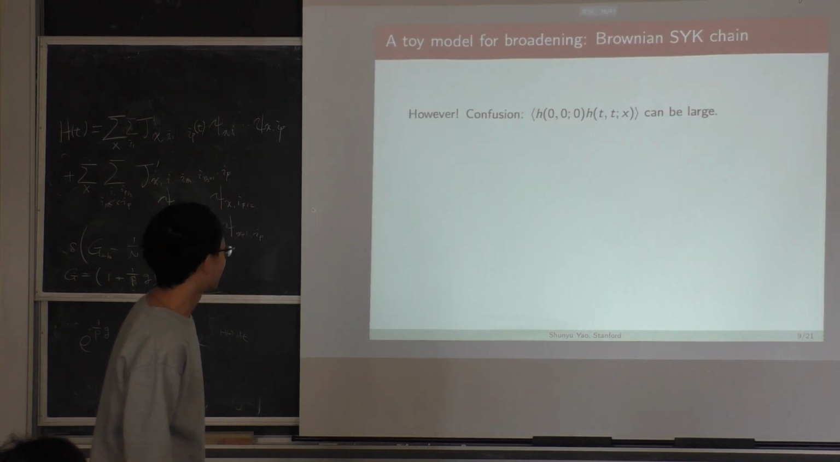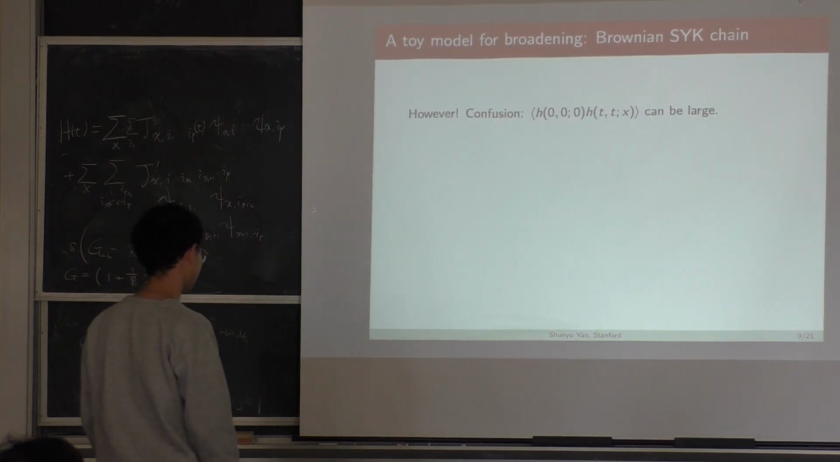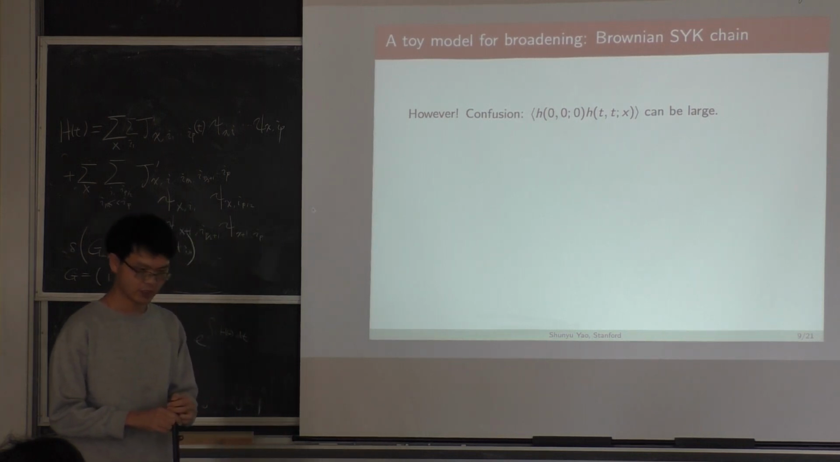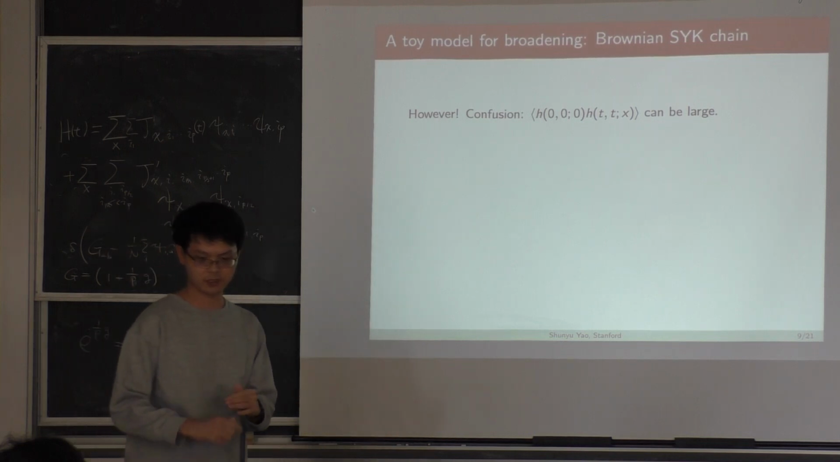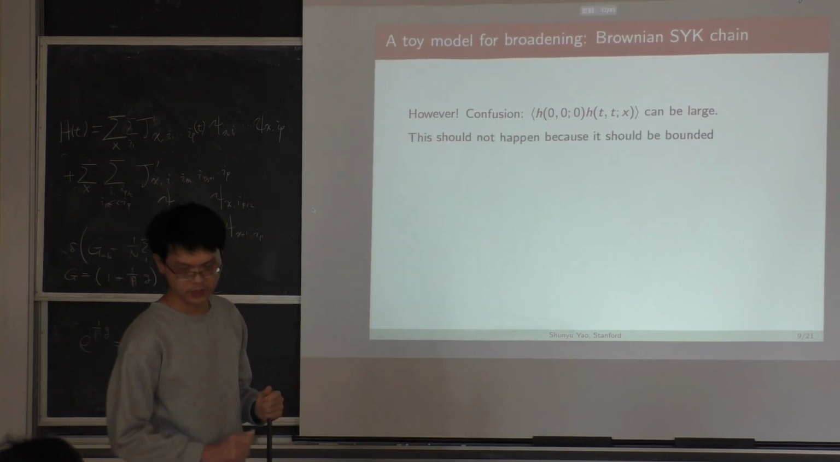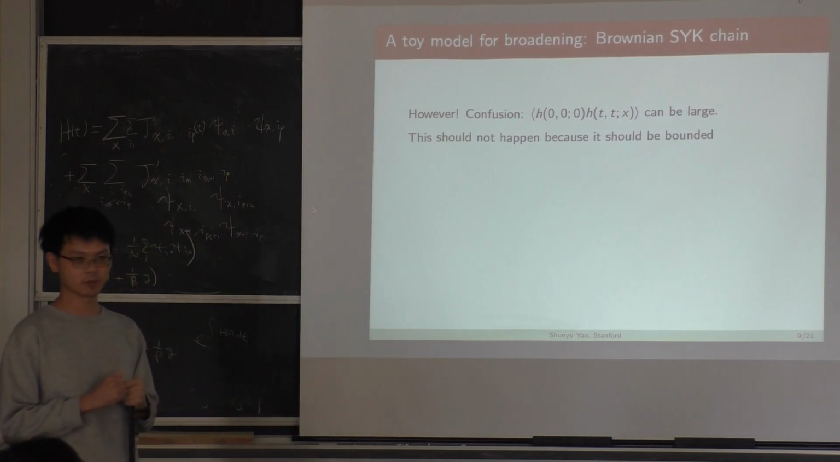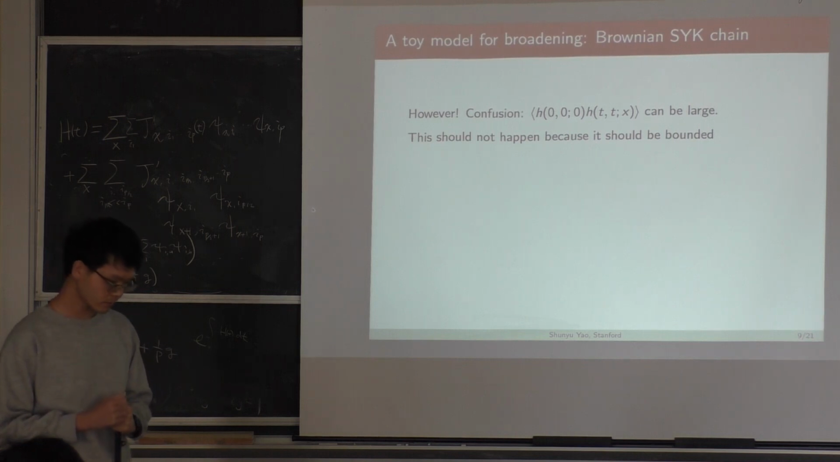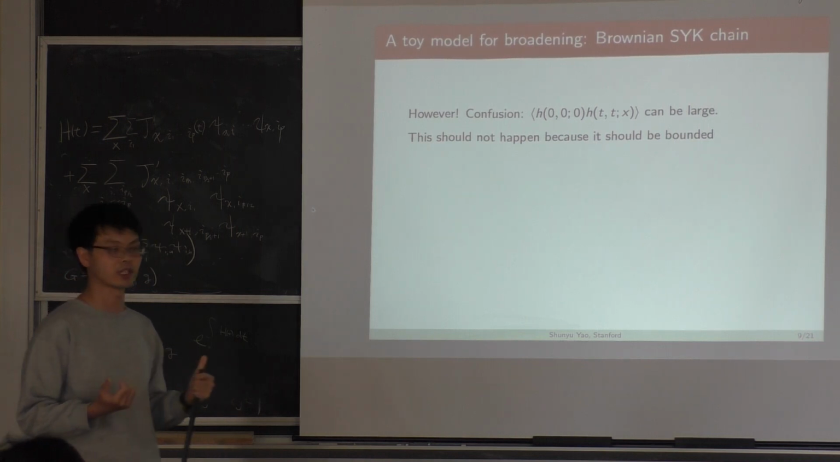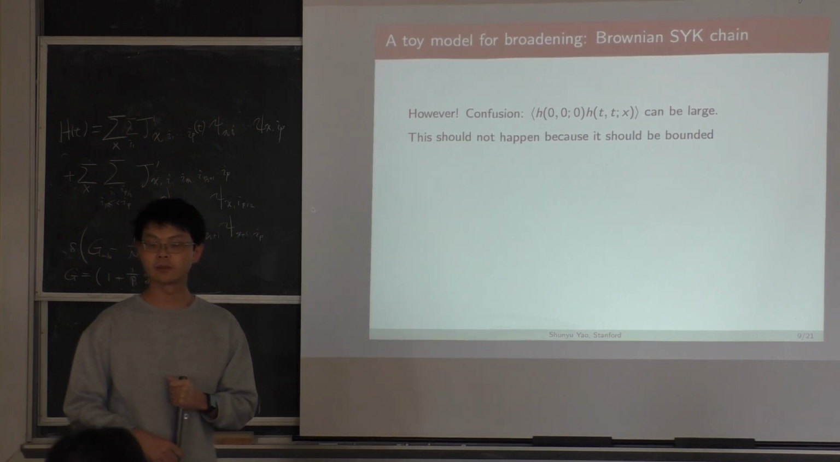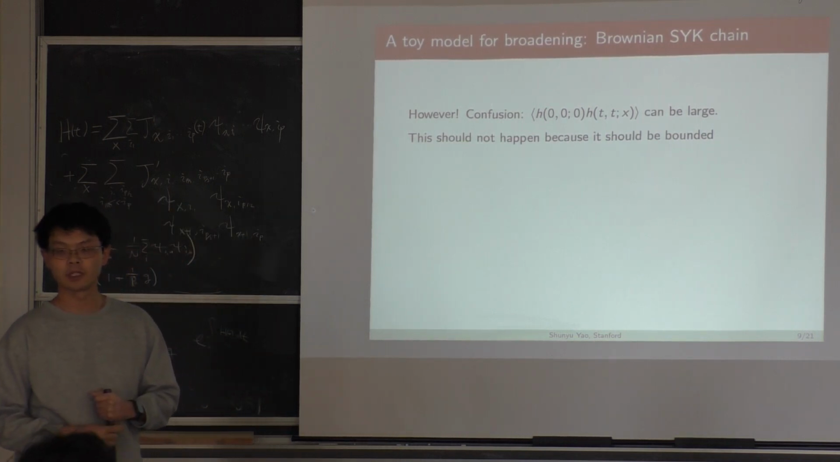Okay, but there is an immediate confusion you would have by looking at this exponential growth behavior, because you would expect that this thing should be bounded, because this thing is related with some physical correlation function, and those things should not grow as big as you want. How does it connect to the physical correlation?